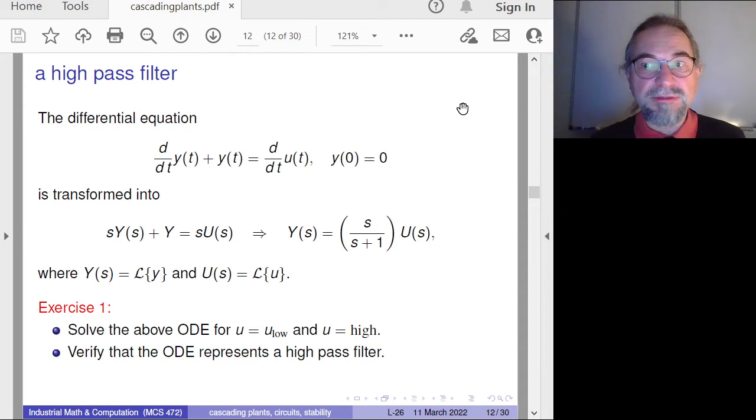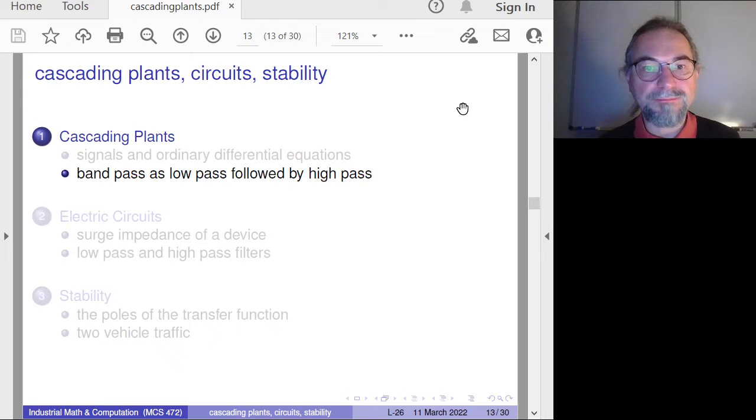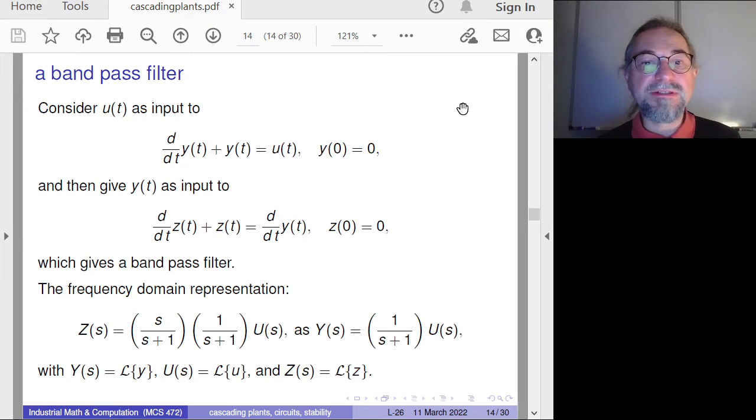Okay, so that's essentially the main point of the first part, so that one can see filters as solutions of ordinary differential equations. They are such fruitful models for so many things. So they model also what filters are doing. Okay, this is about cascading plants.